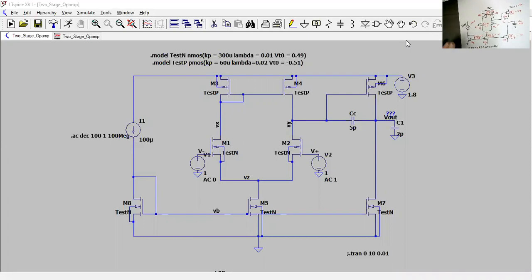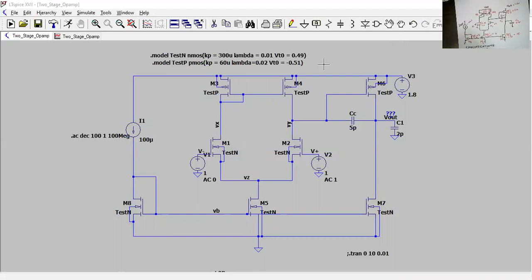For all the transistors, we are using the same length of 0.5 micron. And we have a reference current equal to 100 microamp. Again, the supply voltage is 1.8, the load capacitor is 2 picofarad, and we found a compensation capacitor of 5 picofarad. How we found these values, you should see from the earlier lectures. Today, we are just going to show how we will simulate them.